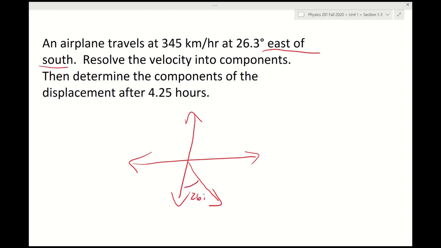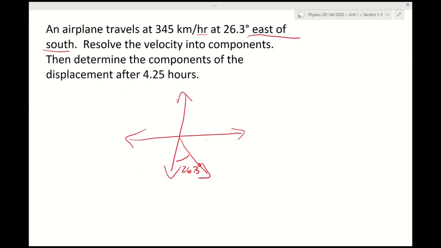That's 26.3 degrees here. If it were to be like this, then it would be south of east. And so we would start from our east direction and then move south. And in this case, that should be 63.7 degrees. So now we have a triangle that we can work from.